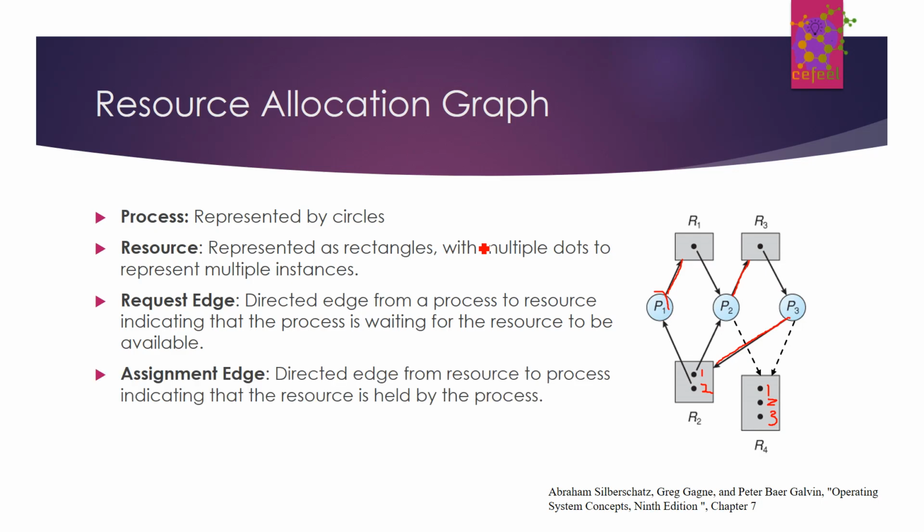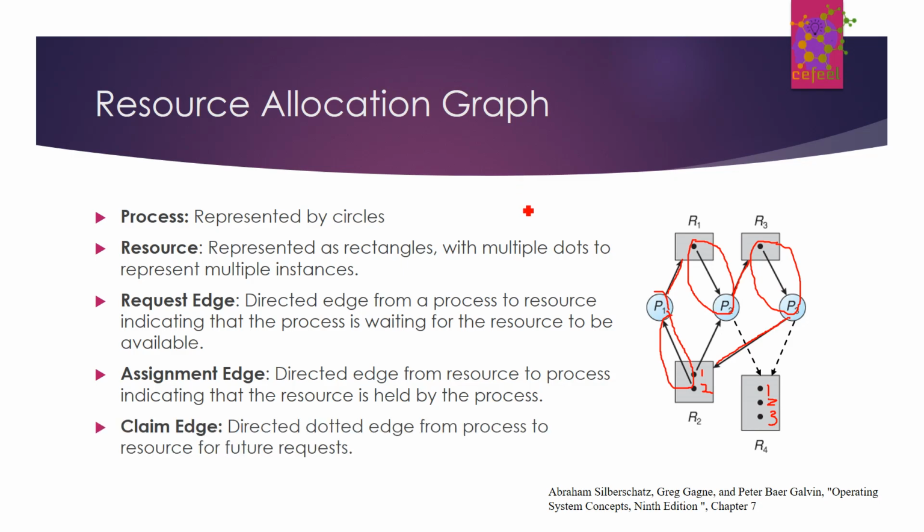Then the assignment edge. An assignment edge is a directed edge from the resource to the process, indicating that the resource is already held by that process. Here we see that resource R2 is already allocated to P1, so we have an edge here. Resource R1 is allocated to P2, and R3 is held by P3, so that's why we have an edge from R3 to P3. Now similarly there is another concept called a claim edge.